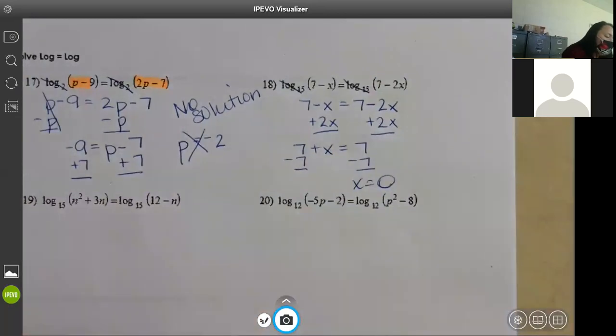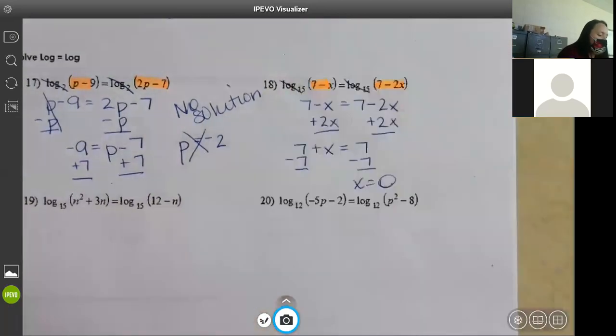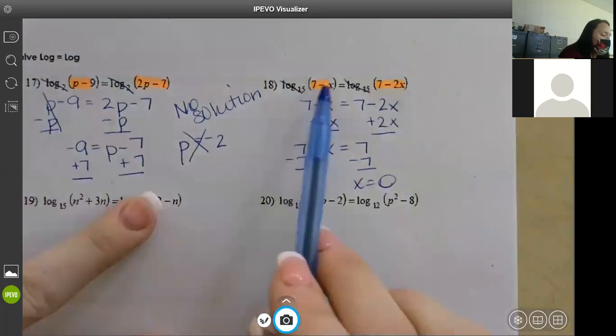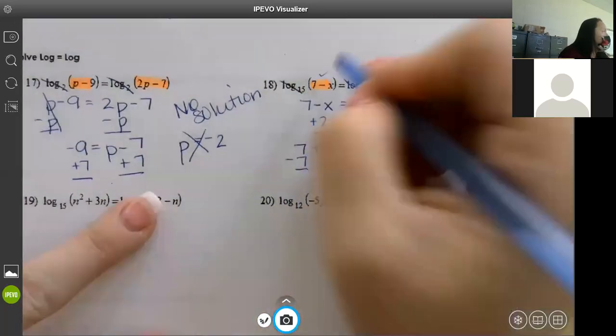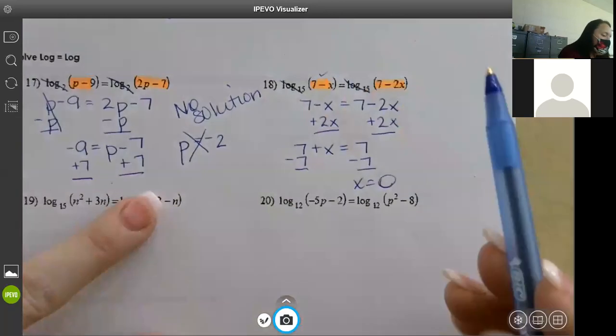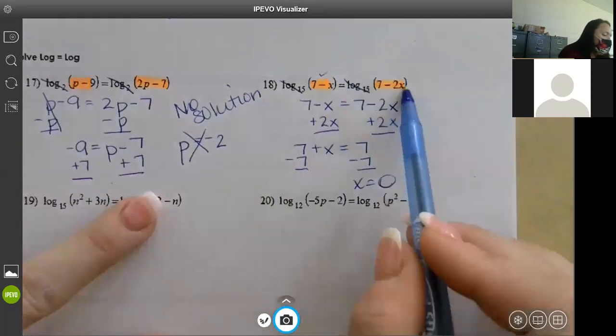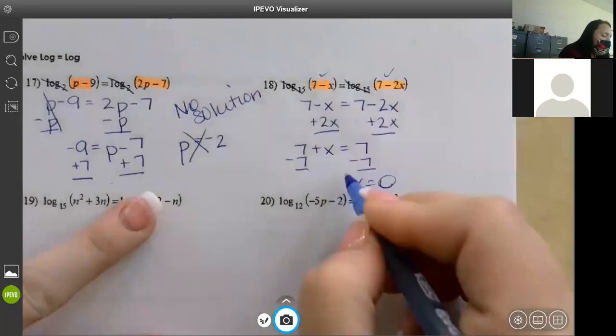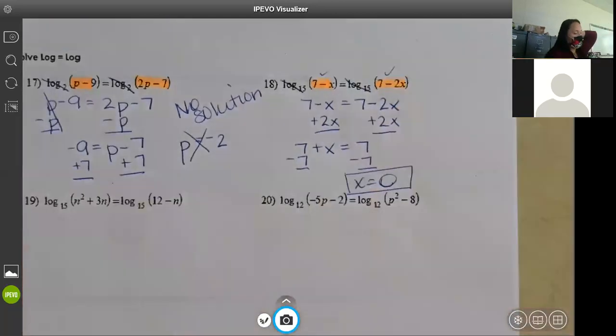We're going to plug it in and make sure it's not a 0 or a negative number. So 7 minus 0 is 7. So that one works. It's a positive, not 0. 7 minus 2 times 0. 2 times 0 is 0. 7 minus 0 is 7. So this is your solution. Okay, so plug it in and check it in those two.